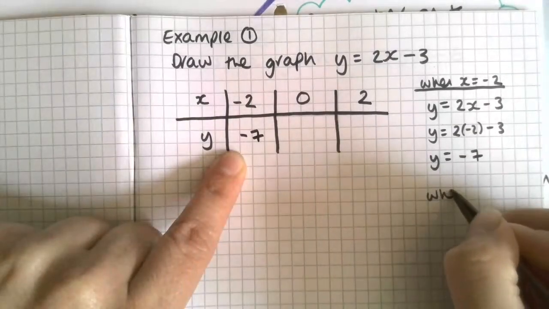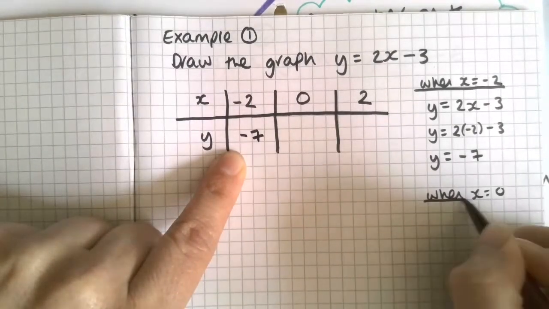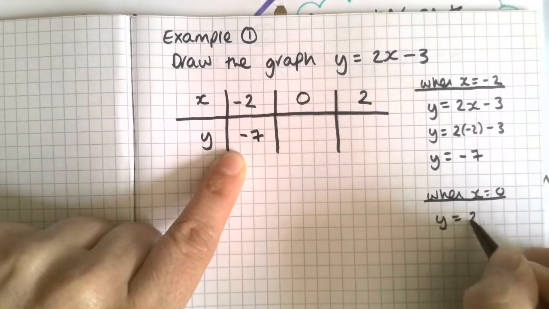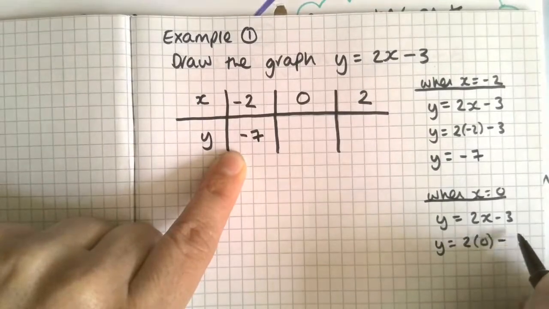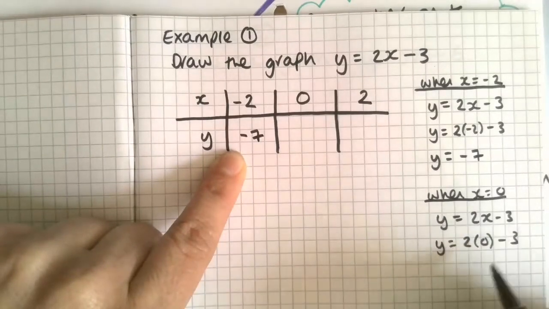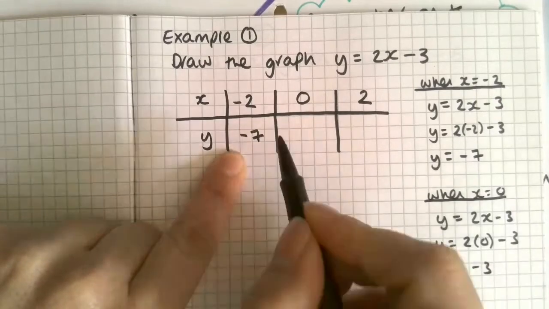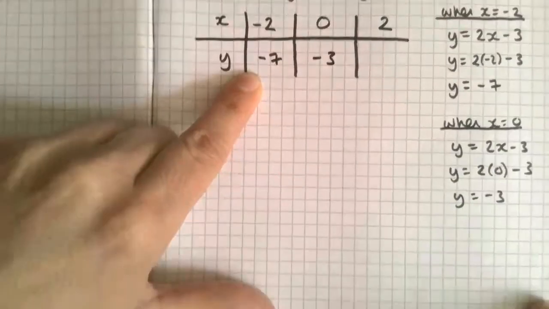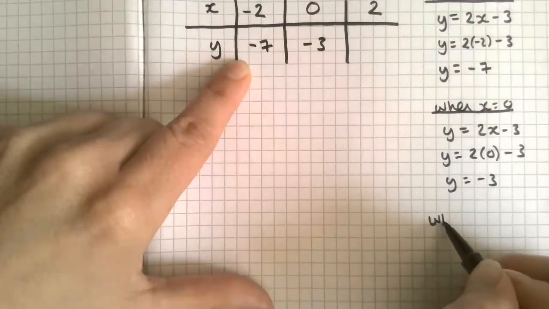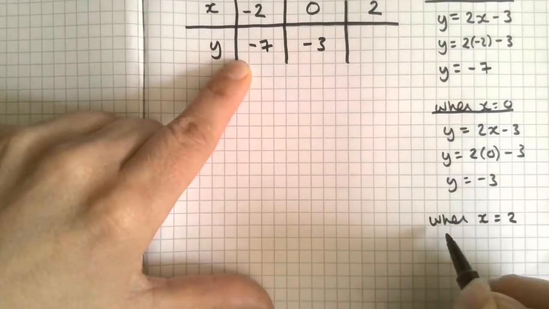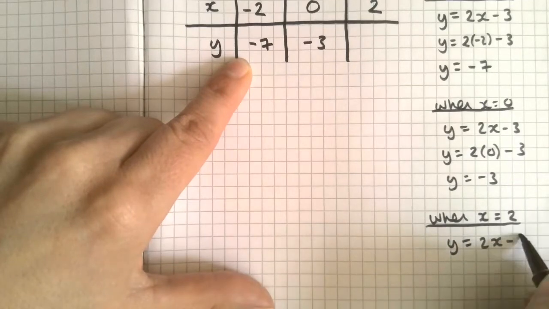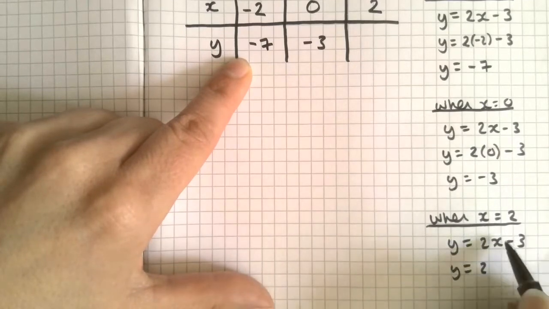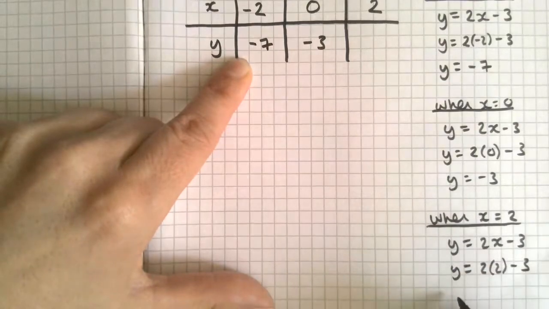Whenever x is 0, y is 2x minus 3. So y is 2 times 0 minus 3. 2 times 0 is 0, so it's just minus 3. And then when x is 2, that was my third point I'd chosen, I have y equals 2x minus 3. So 2 times 2. 2 times 2 is 4, take away 3 gives me 1.